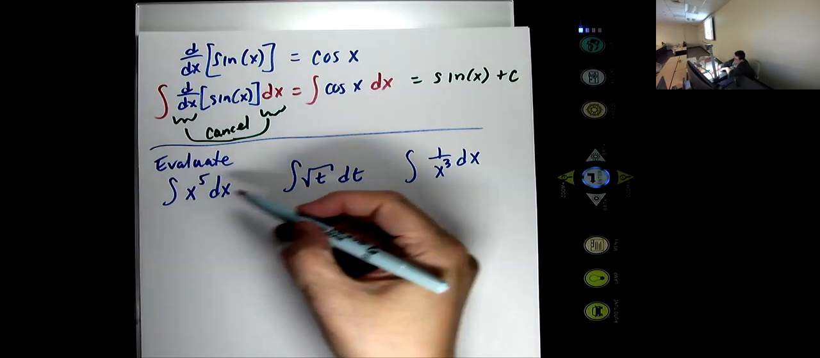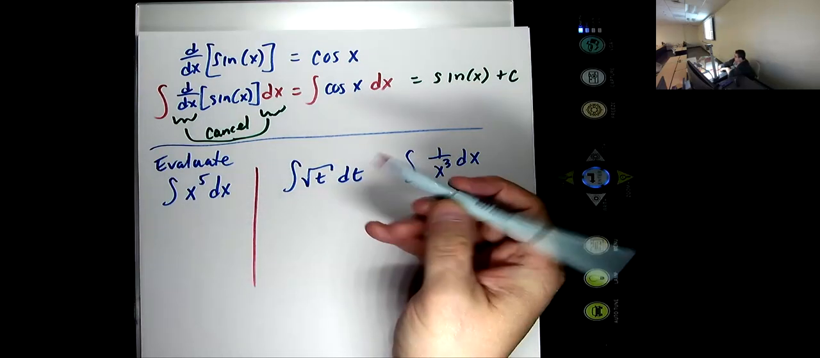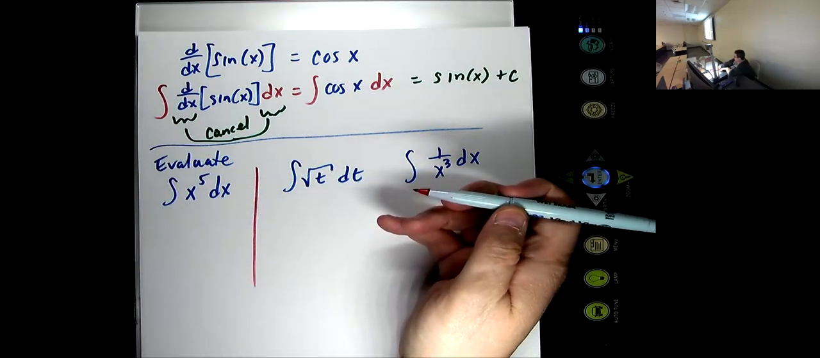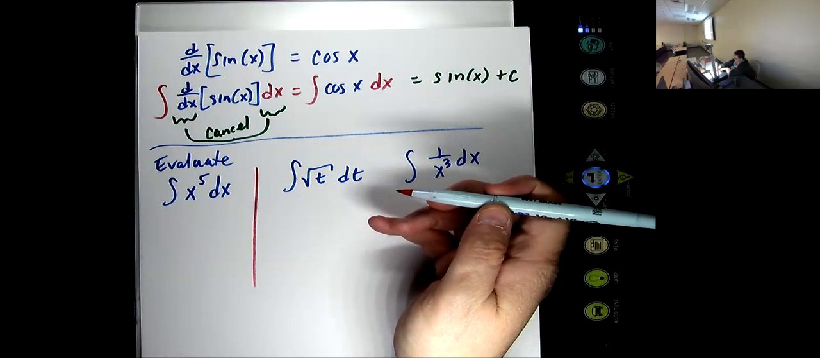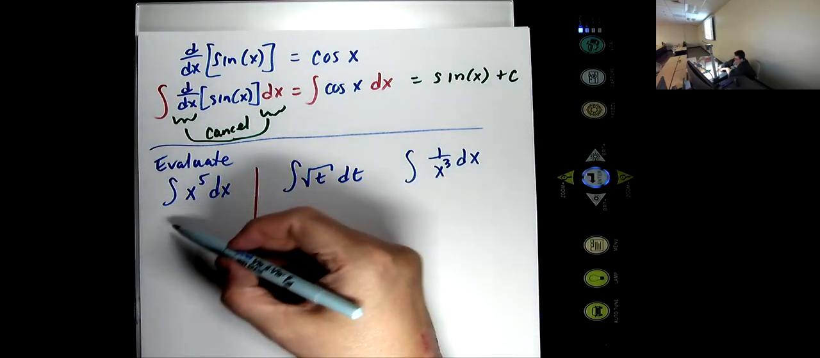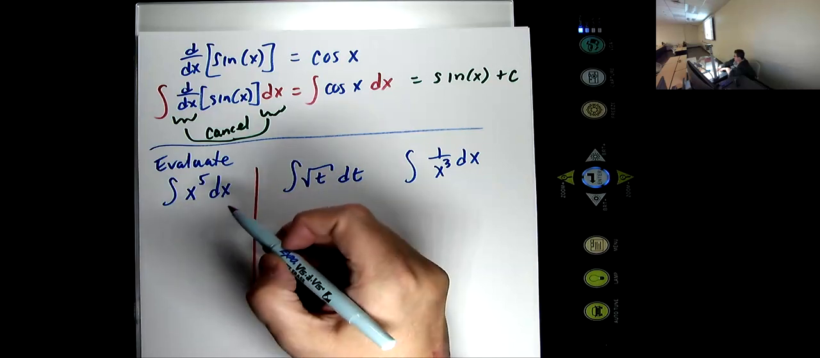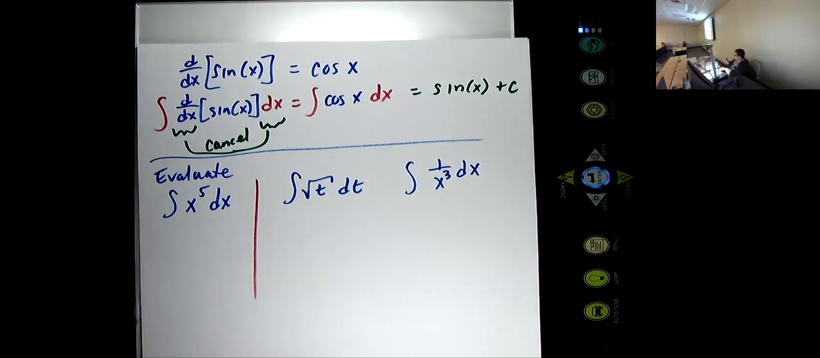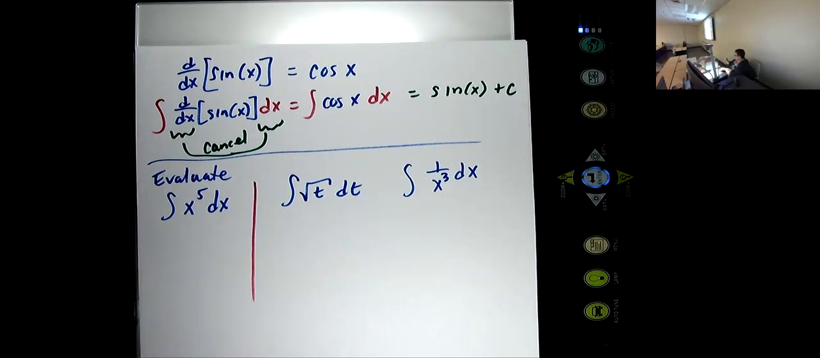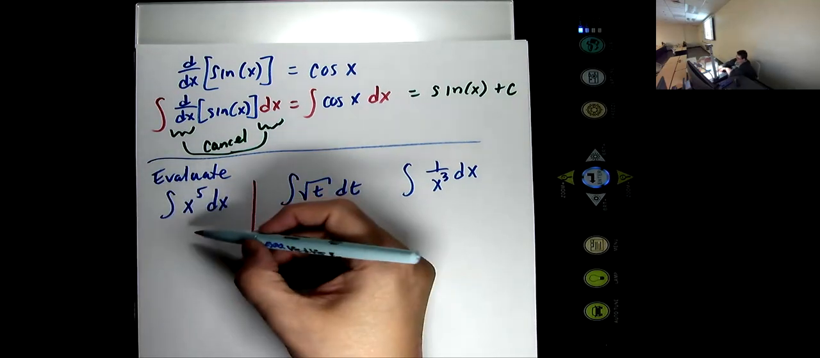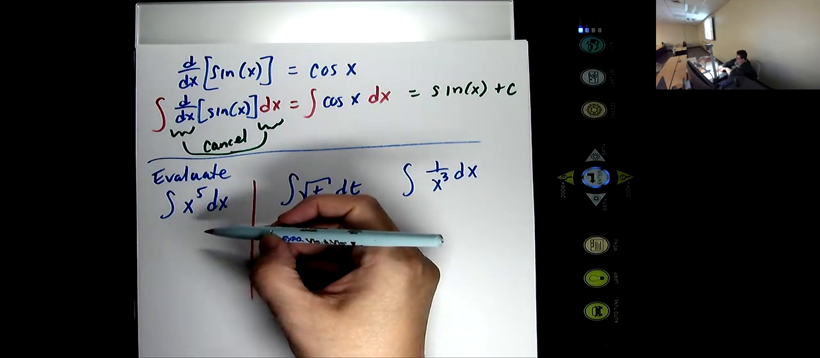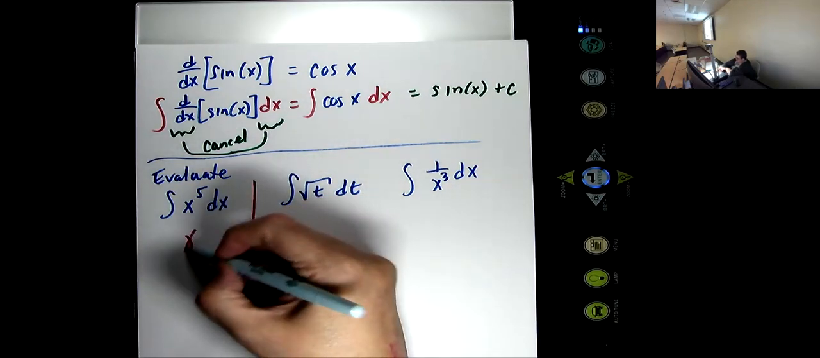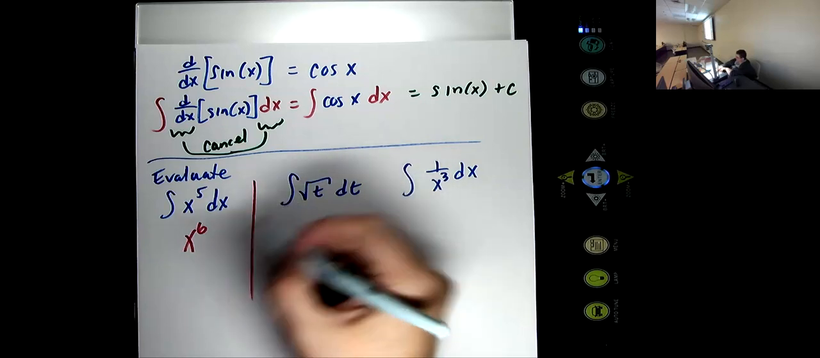What do you guys get for this first one? You took the derivative. Do the derivative the other direction. Oh. Five. Plus, you do the x to the power 6 first, then do the 1 over.